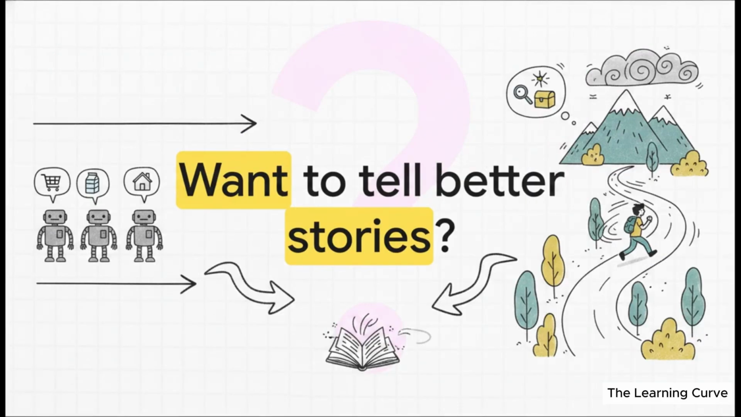So let me ask you something right off the bat. Do you want to tell better stories? Think about it for a second. When you're recounting something that happened, do you really want to just list off a series of robotic, isolated events? I went to the store, I bought milk, I came home. I mean, sure, it gets the job done, but it's totally flat, right?